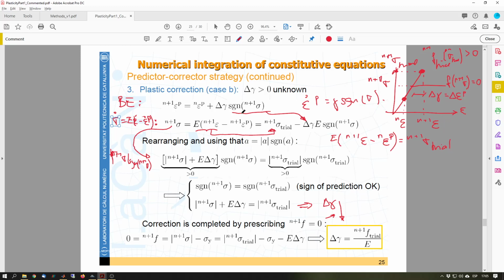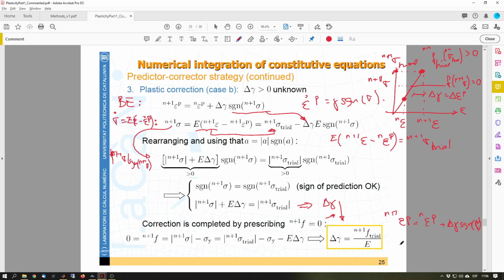So once we have our delta gamma, it means that we know how much our plastic strain is going to be increased. From this delta gamma, our plastic strains are going to be those that we had previously plus delta gamma by the sign of sigma n plus 1, this sigma n plus 1 that we just computed, and its sign, which is equal to the sign of the trial that we had.